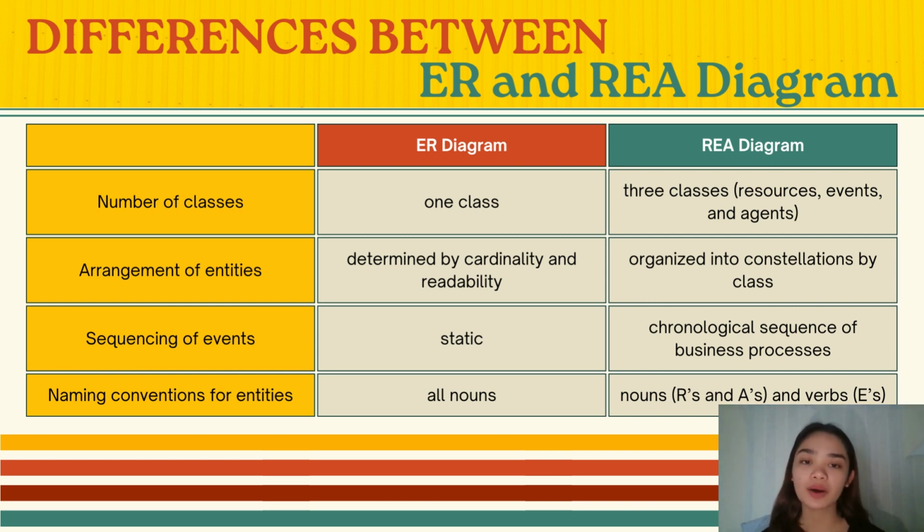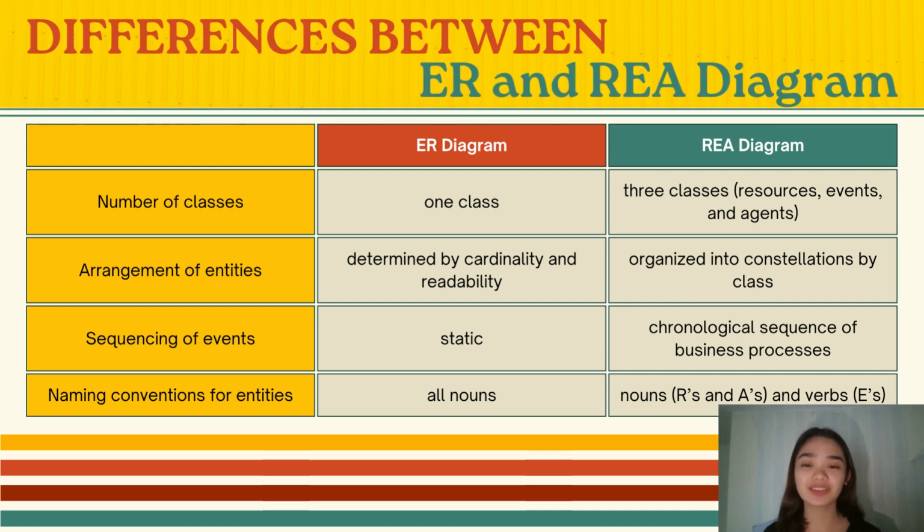REA diagrams, however, are typically organized from top to bottom within the constellations to focus on the sequence of events. An advantage of this is that during systems development, management and non technical users better understand REA diagrams. They are then able to understand the diagrams during system development, which enhances clarity and comprehension.